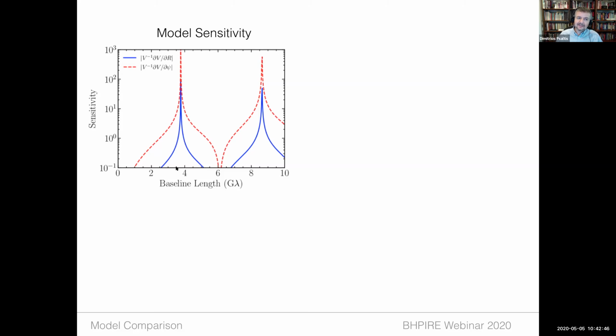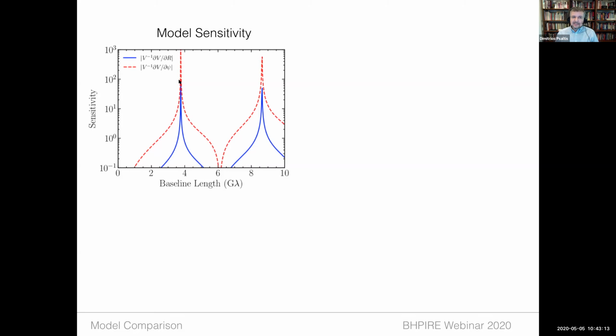On the other hand, if I am at the minimum, the location of that first null, or the second null for that matter, I can change the size of the ring, the radius, by 1%, and that will change the model prediction by order unity. It will double the prediction of the model, which will be clearly seen given my data.